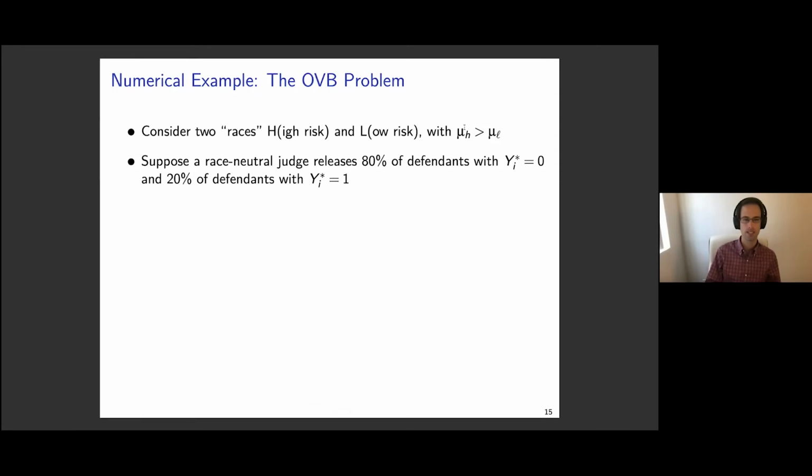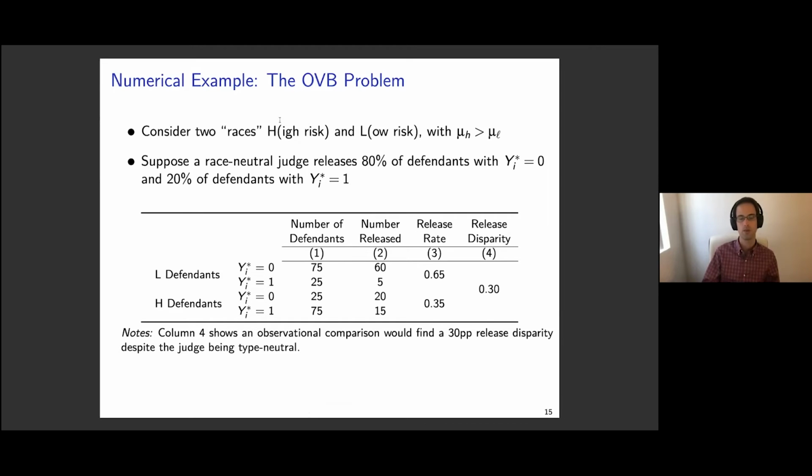So mu H is the average misconduct rate for H types. We're going to suppose there's a race neutral judge that releases 80% of defendants with Y_I star equals 0 and 20% of defendants with Y_I star equals 1. So this is a judge that's relatively good at predicting who's going to behave in pretrial misconduct. They release most individuals that are not going to behave in pretrial misconduct, and they detain most individuals that will behave in pretrial misconduct. But there are some errors, so it's not a perfect judge.